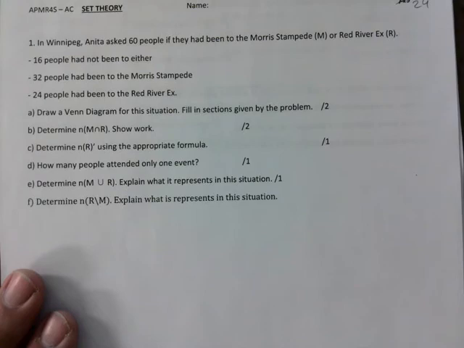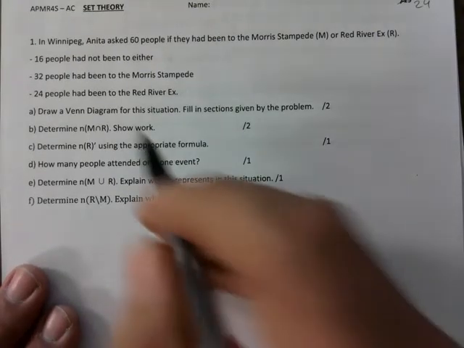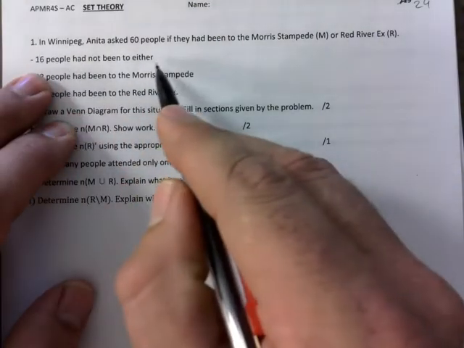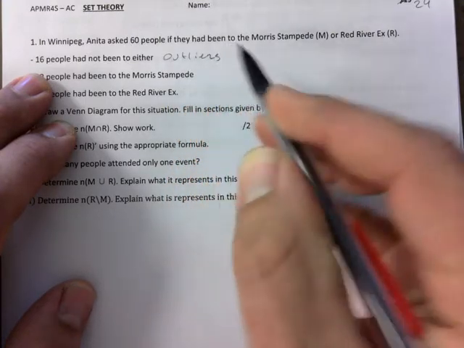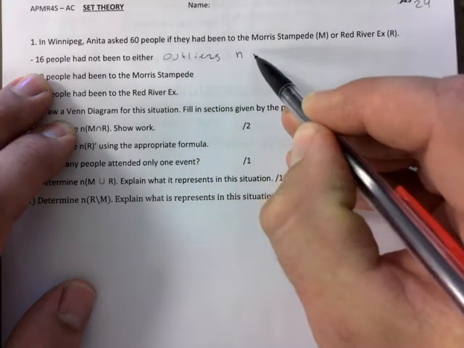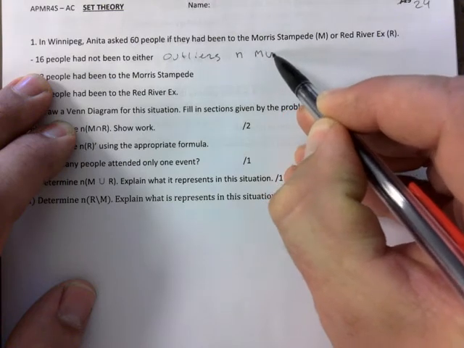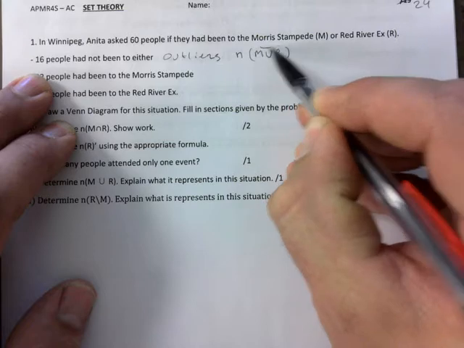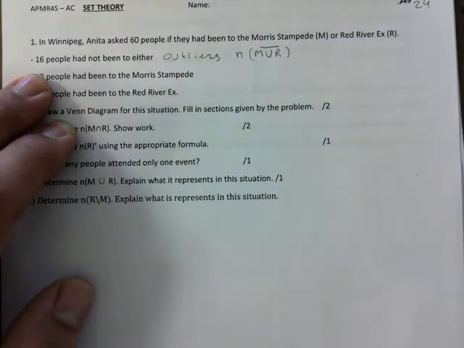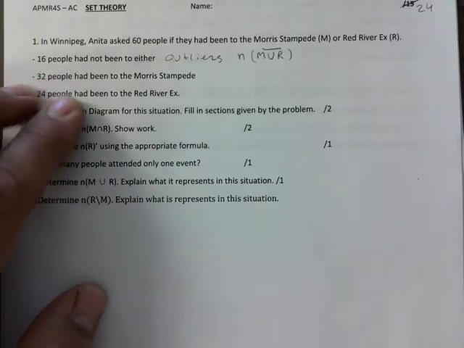This one should have been quite doable. So we have 16 people that have not been to either. So this would be considered outliers, correct? How do you write, right? In this case would be M, the union of M and R, not, right? I need to do the notation because I could do that, right? Ask you, what does that mean, right?